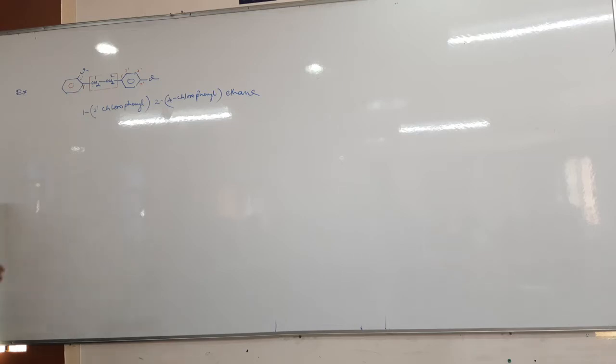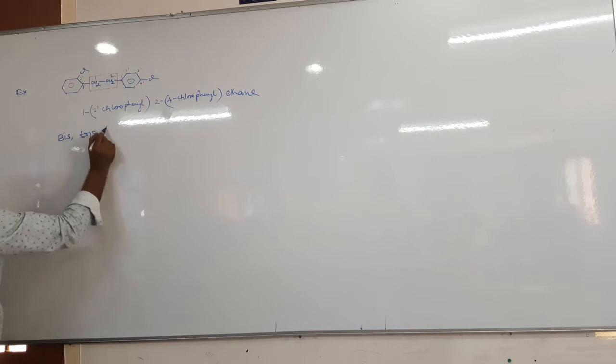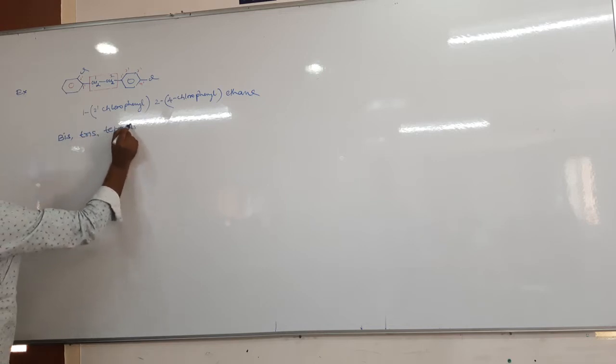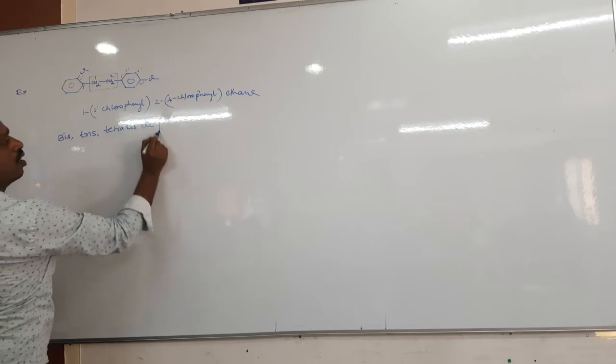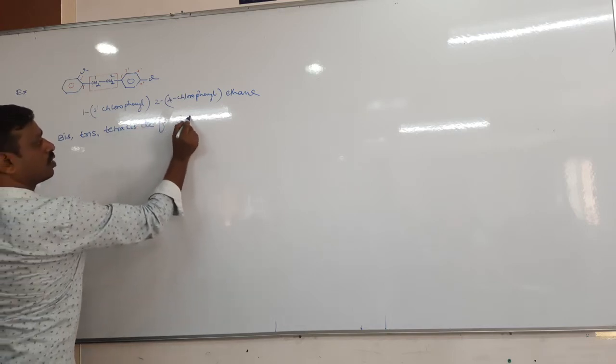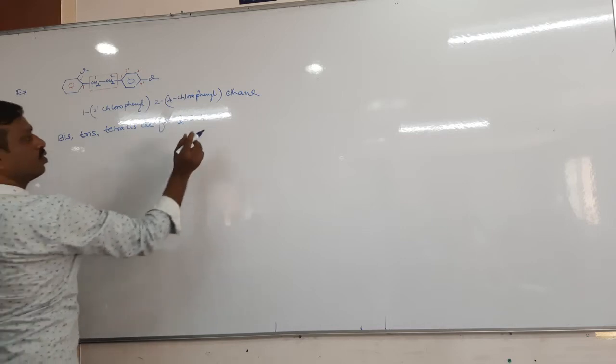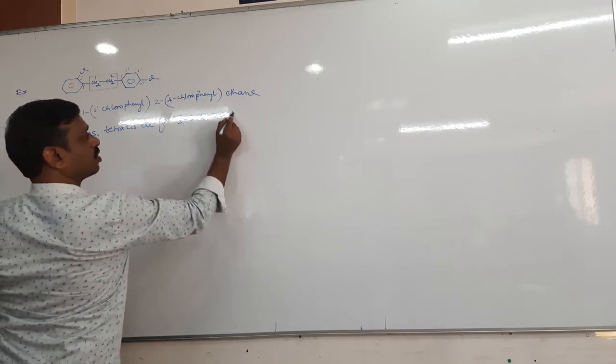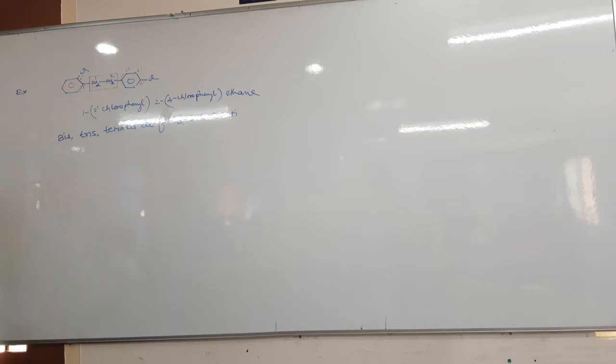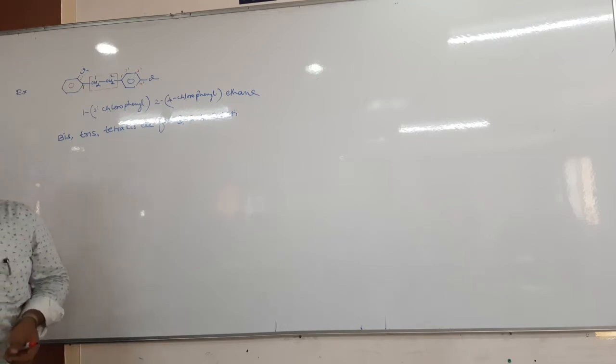then use bis, tris, tetrakis, etc. for 2, 3, 4 substituent. Okay, 2, 3, 4 substituent. See here, if the parent chain contains 2 or more identical complex substituent, okay.